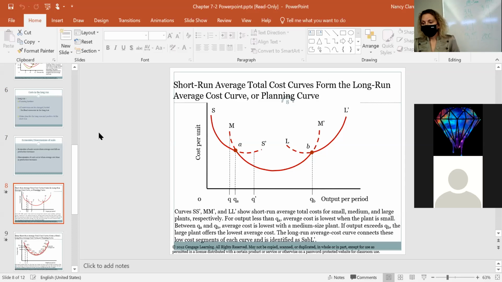Okay? So what would be the first thing? You see cost per unit on the y-axis, output along the x. If it was your job to decide which one of these factories was going to get built, what piece of information might you need to know before you could decide?